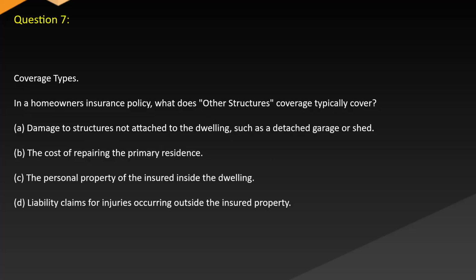Question 7. Coverage types. In a homeowner's insurance policy, what does other structures coverage typically cover? A. Damage to structures not attached to the dwelling, such as a detached garage or shed. B. The cost of repairing the primary residence. C. The personal property of the insured inside the dwelling. D. Liability claims for injuries occurring outside the insured property.